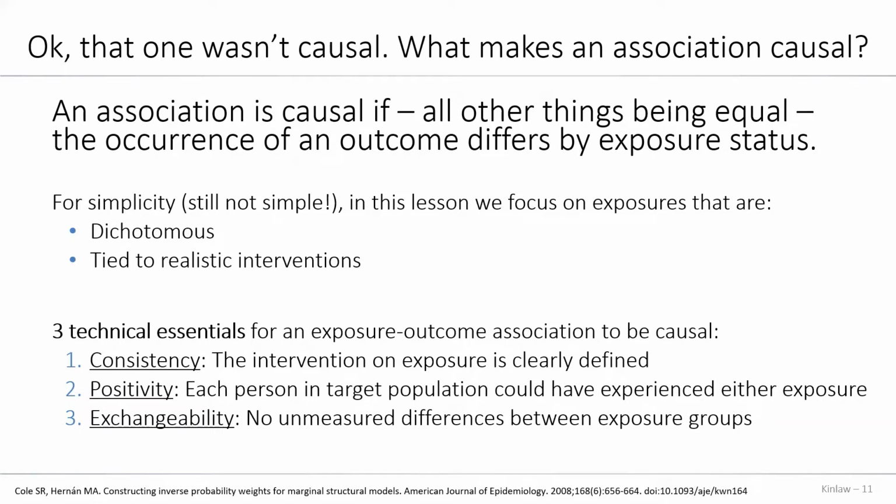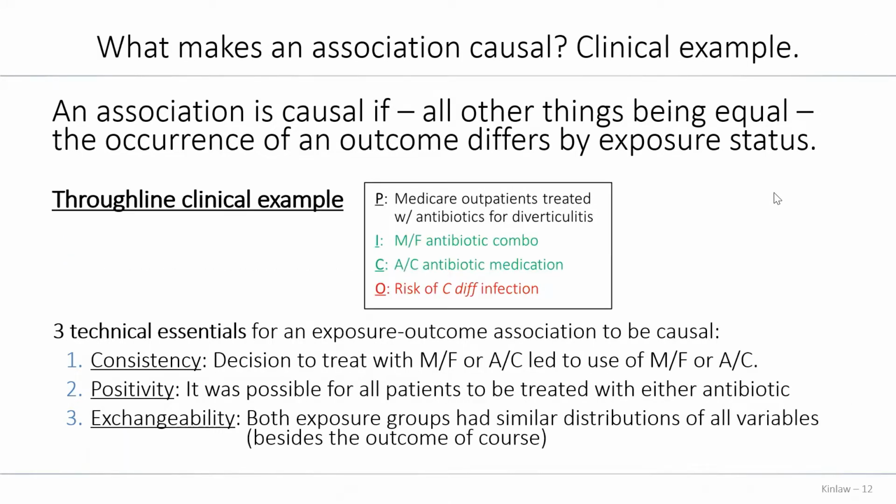This makes sense for your real-world practice because you often will find yourself considering a couple of options and the ability to intervene on a patient with one of those options. There are three technical essentials for an association to be causal. They're consistency, positivity, and exchangeability. Applying these rules to our diverticulitis example, consistency means that when we make a prescription for one of these medications, we expect it to be filled and consumed as directed.